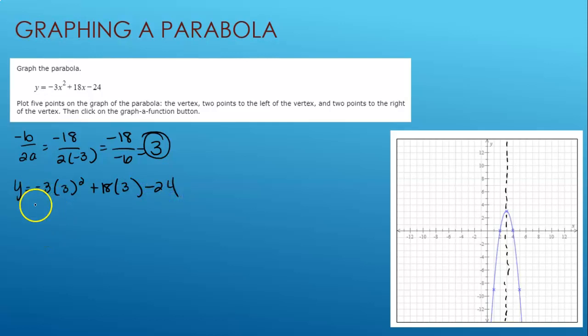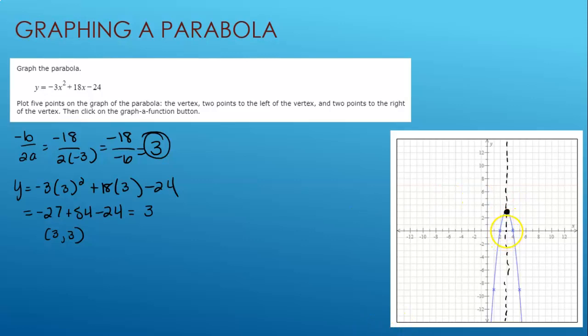So we substituted into the original equation. 3 squared is 9. 9 times negative 3 is negative 27. 18 times 3 becomes positive 54. And I bring down the minus 24. Negative 27 plus 54 minus 24 gives me 3. So that means when I substitute 3 in, I get 3 for the vertex. So there it is right there.